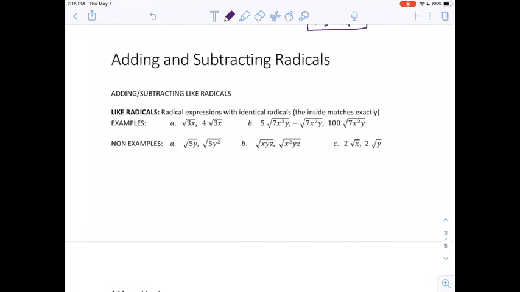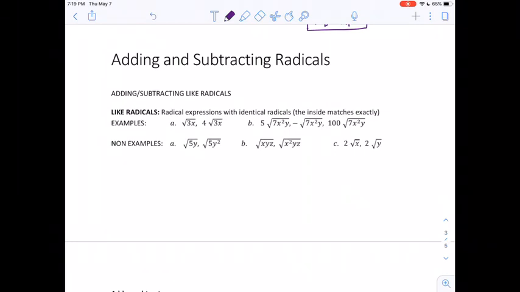Okay, last part. Sorry, I know this is a lot. These last few lessons are going to be a little bit longer because since we're running out of time, I kind of have to condense everything together. But we're going to be adding and subtracting radicals. So when you're adding and subtracting radicals, you need to have like radicals.